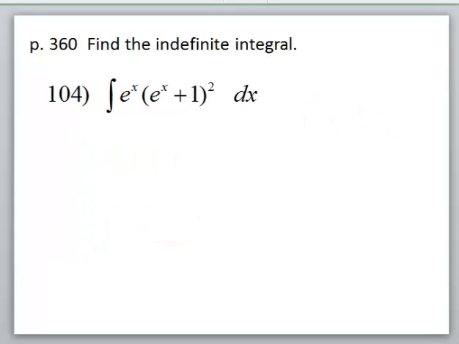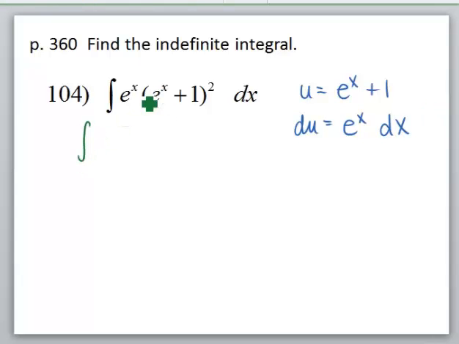On my next example, you may be questioning what you should pick for your u statement, but remember we're always trying to pick things that will help eliminate other parts, and a good clue is always to try something that's inside parentheses. So we'll go ahead and try that. I have u equals e to the x plus 1. That's what's inside the parentheses right here. So when I take the derivative, I get e to the x dx. Well, that seems to have worked out.